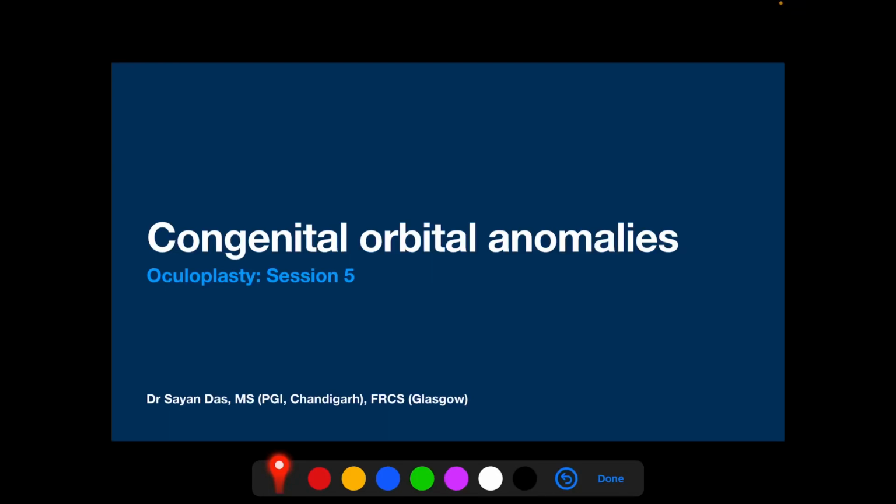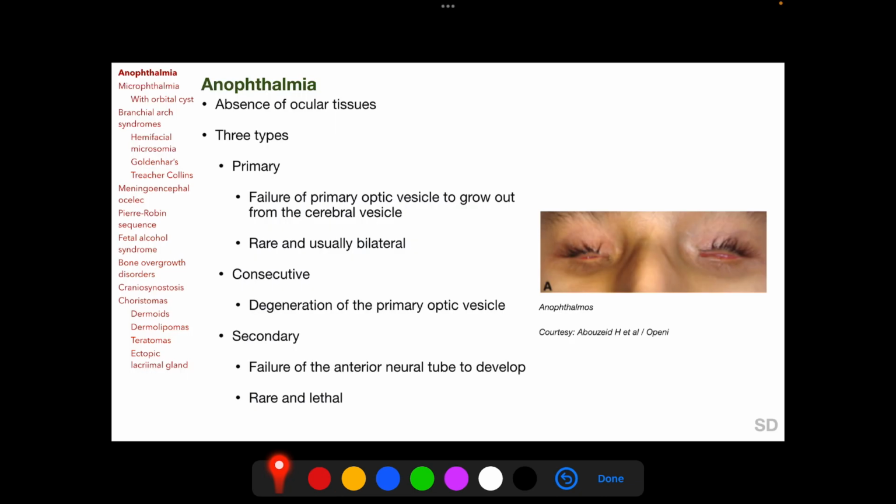Welcome. In this session, we are going to discuss congenital orbital anomalies. Anophthalmia is defined as absence of ocular tissues, and there are three types of anophthalmia. In primary anophthalmia, there is a failure of the primary optic vesicle to grow out from the cerebral vesicle during embryonic development, and this is rare and is usually bilateral.